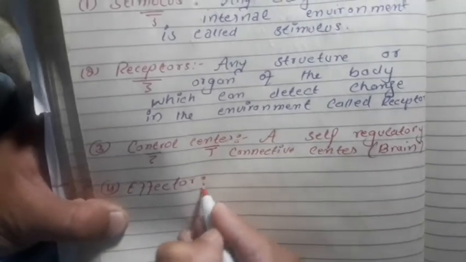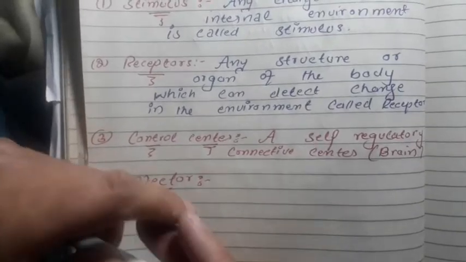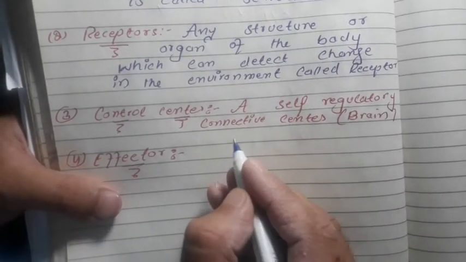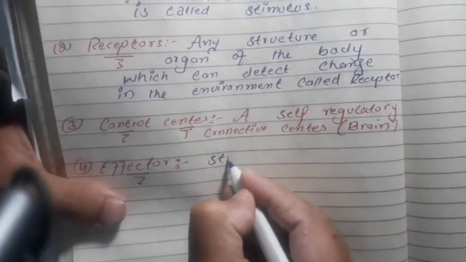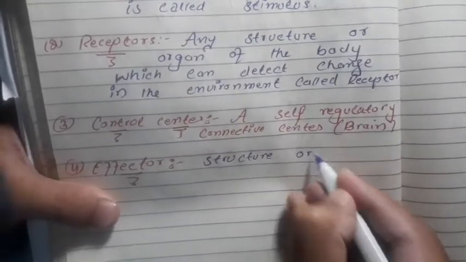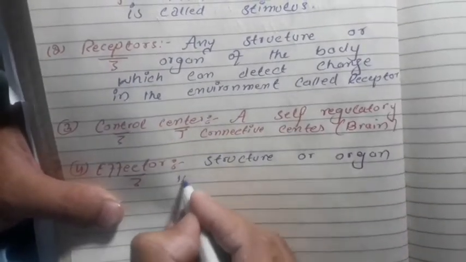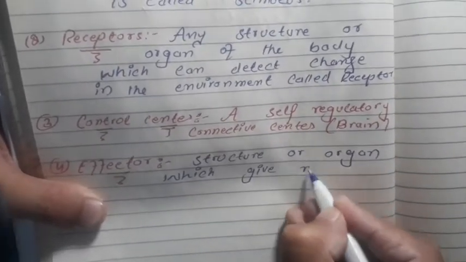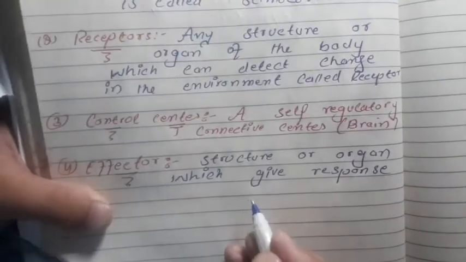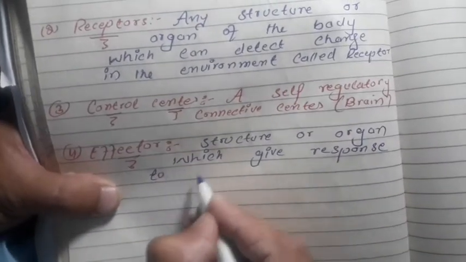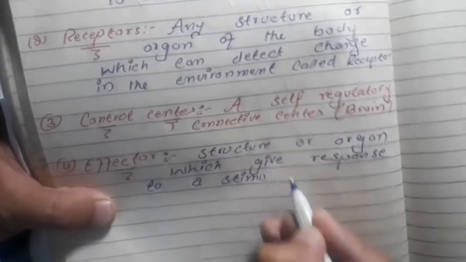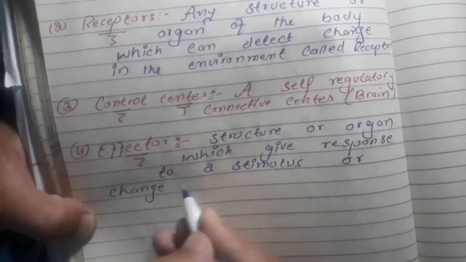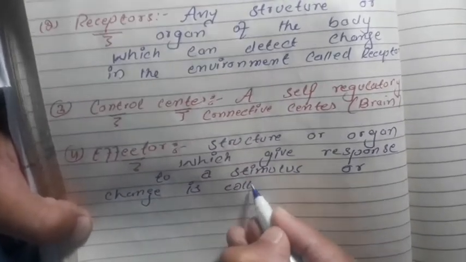effector. What is effector? Effector, point number 4: structure or organ which gives response to a stimulus or change is called effector.